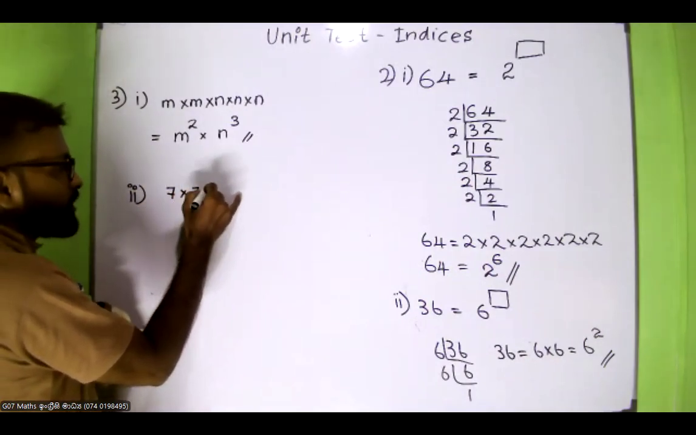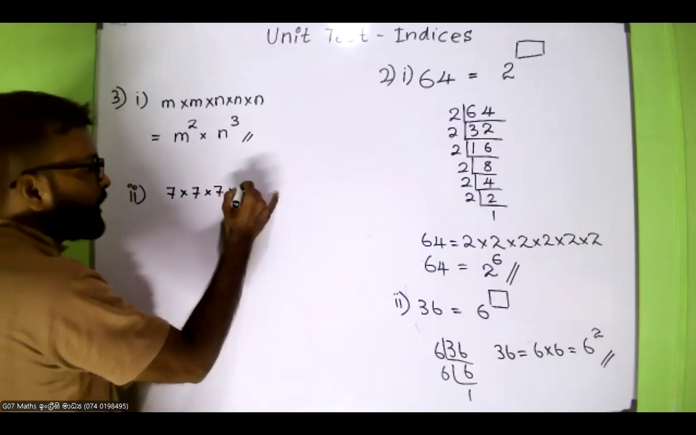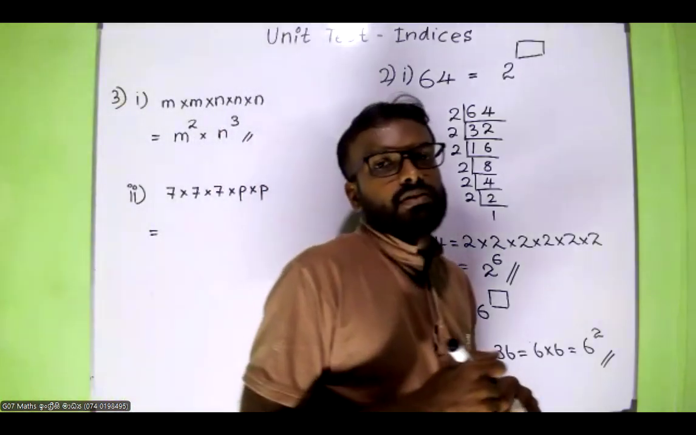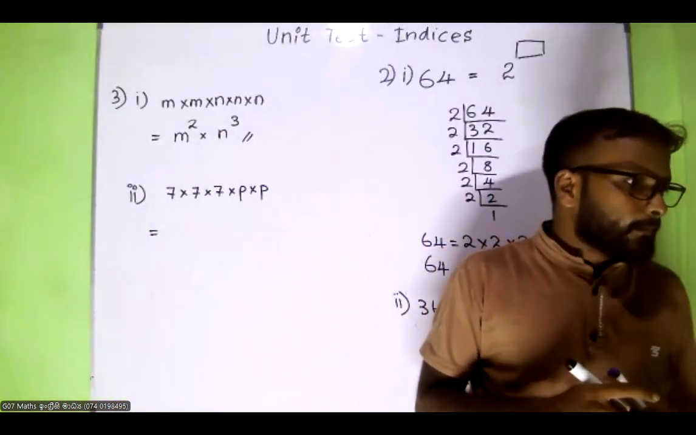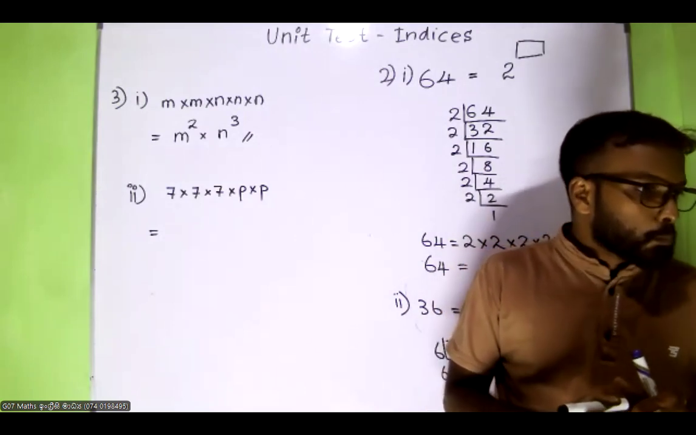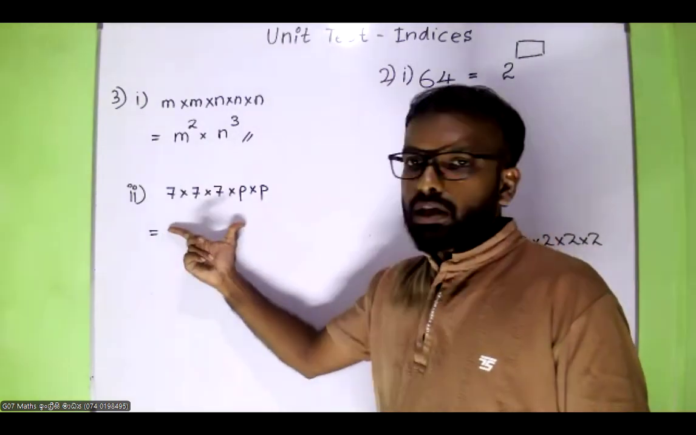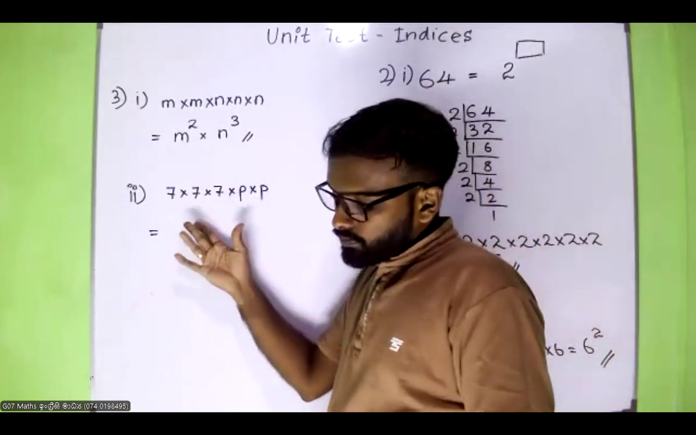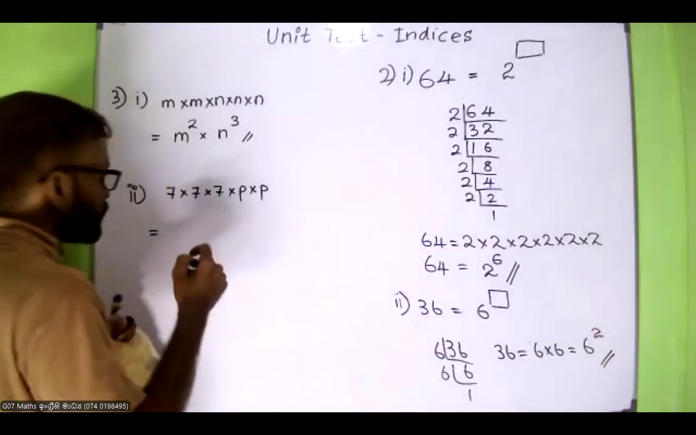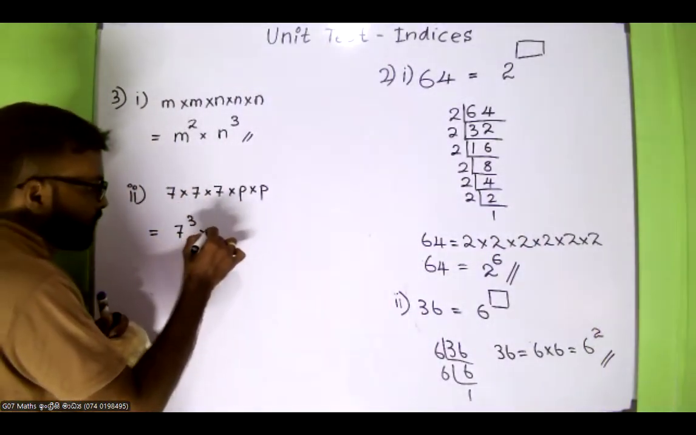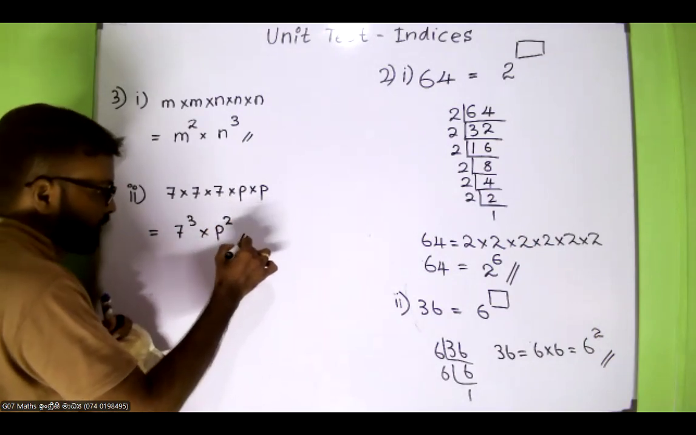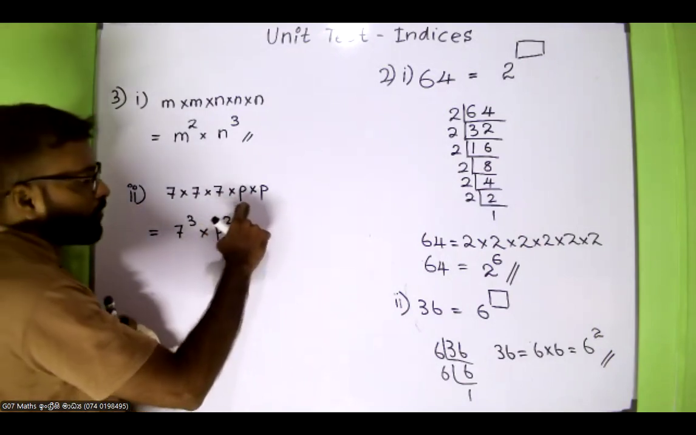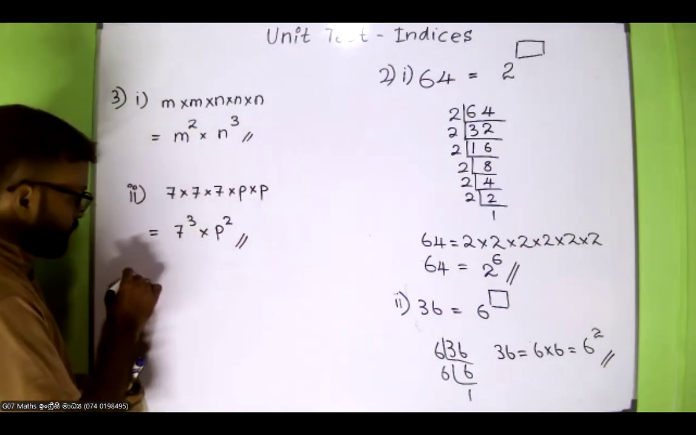Second, 7 times 7 times 7 times P times P. Same as the previous. Irusha, can you tell me how to write this in index notation? 7 to the power 3 multiplied by P to the power 2. Superb. 7 to the power 3, 1, 2, 3. P to the power 2, 1, 2. Superb.